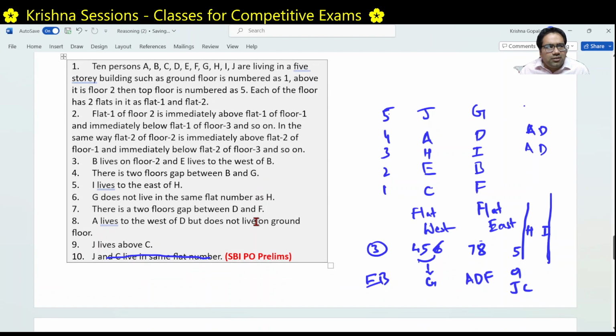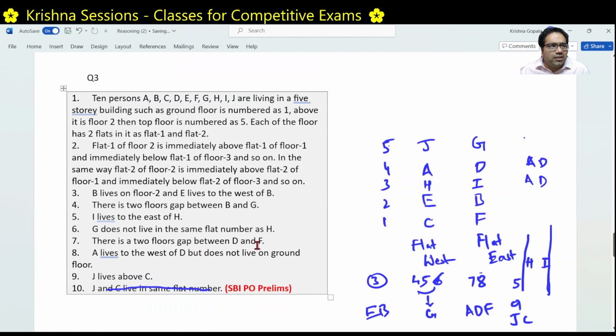Right? You understood, right? First, what we have done is we have taken the third condition. The third condition is B is living on floor 2 and he is living to the west of B. That's how we have derived this one.